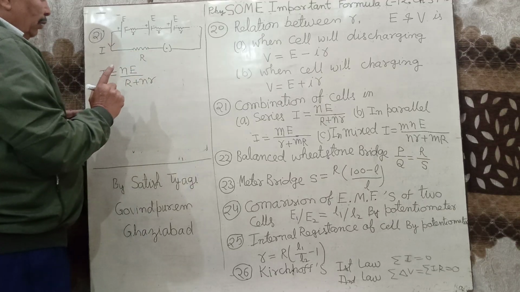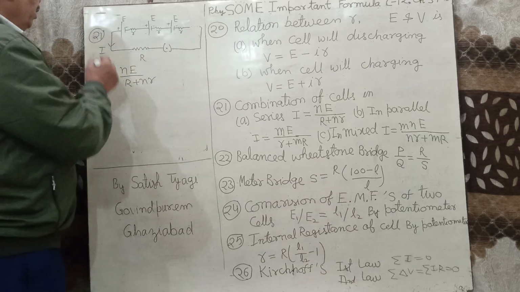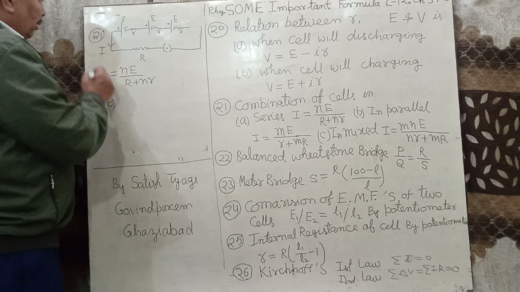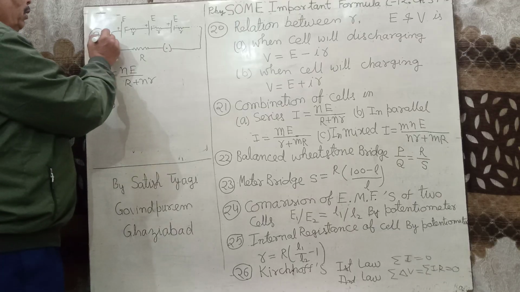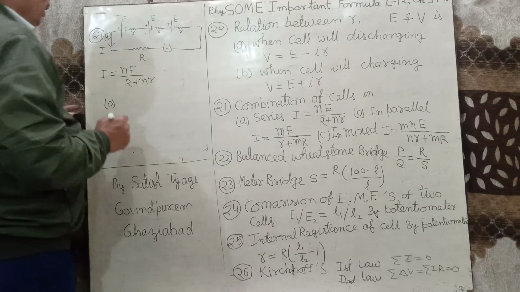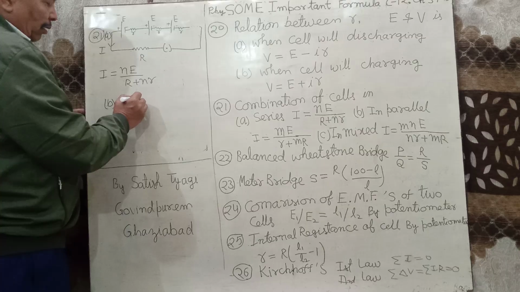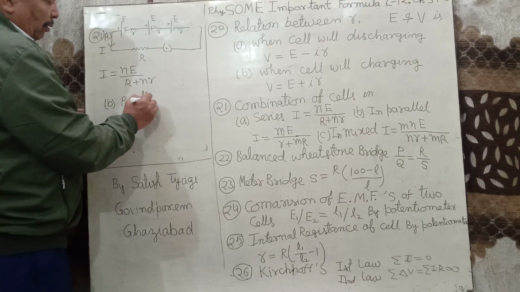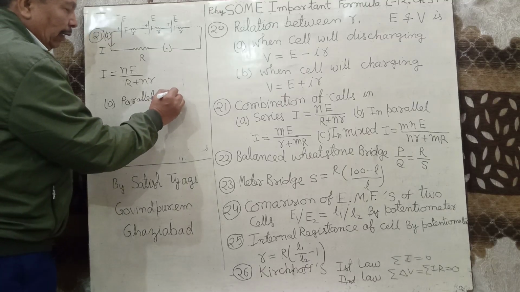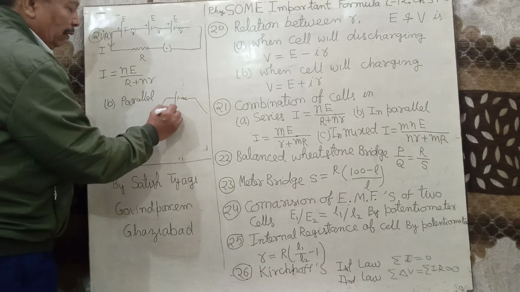Now I am telling you the B part of formula number 21. This was the first, A part of the question. When the cells are connected in parallel, here these cells are connected in parallel.